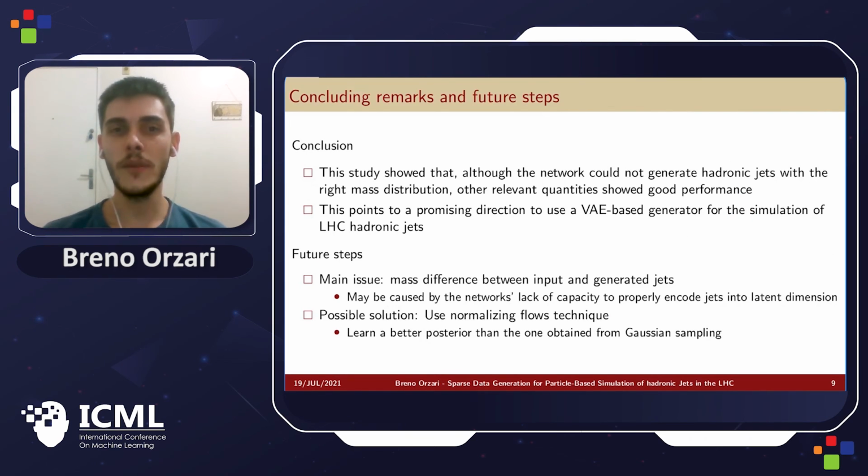In conclusion, although the network couldn't generate jets with the correct mass distribution, other relevant quantities showed very good performance. The main issue so far then is the distinction between input and generated jets' mass distributions that might be caused by the network's lack of capacity to correctly encode the input data into the latent vector. A possible solution for this, left as a future step, would be to use the normalizing flows technique to learn a better posterior than the one obtained from Gaussian sampling.